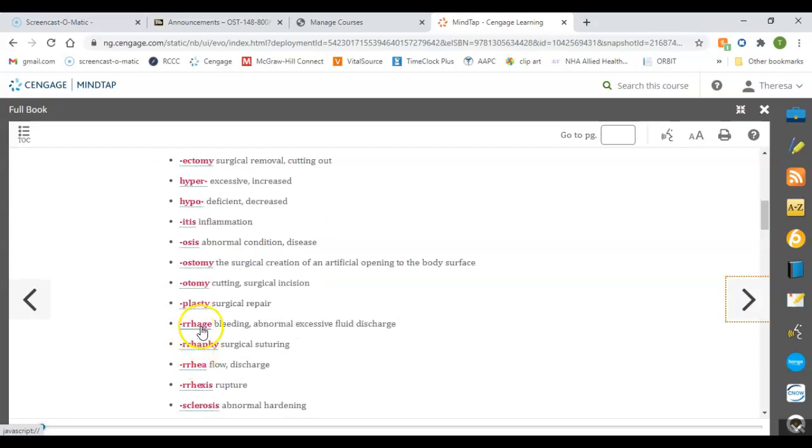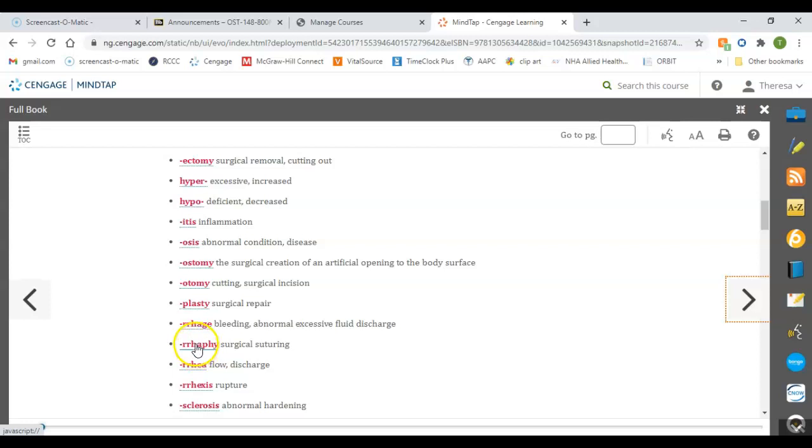Rage, one thing you need to make sure you understand there, it's not just regular bleeding. It is abnormal and excessive. You need to have one of those words in there. And it's not, if you cut yourself and you start bleeding, you're not going to have, for this particular one, rage, you would have hemorrhage. So just cutting yourself is not a hemorrhage. It's if it's excessively bleeding, then you're hemorrhaging.